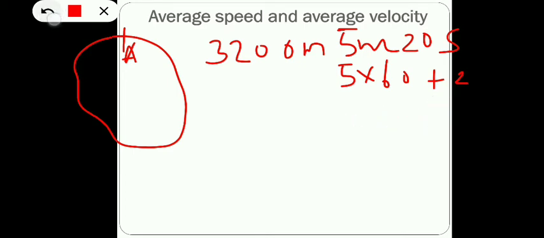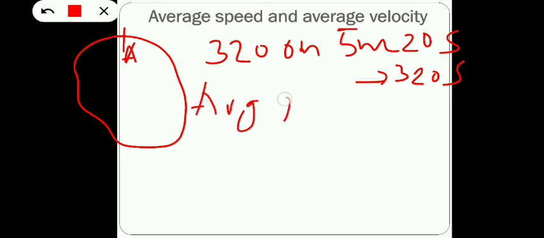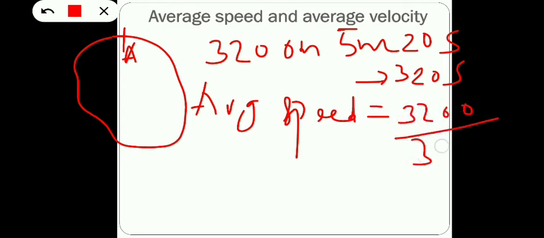So what is the total time taken? Yes, 5 minutes 20 seconds means it's 320 seconds. So what is the average speed here? Average speed is total distance by total time. What is the total distance? 3200. And what is the total time? 320. And what will be the speed? Average speed is 10 meter per second. So 10 meter per second is the average speed of your car race.